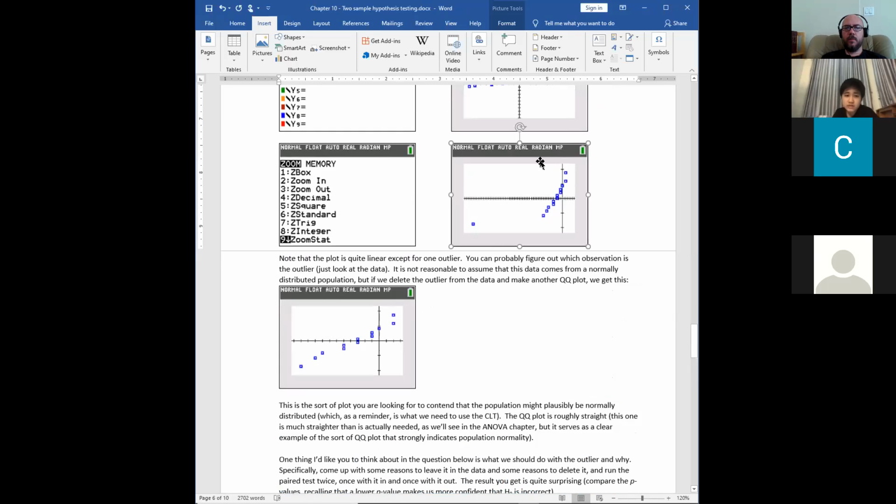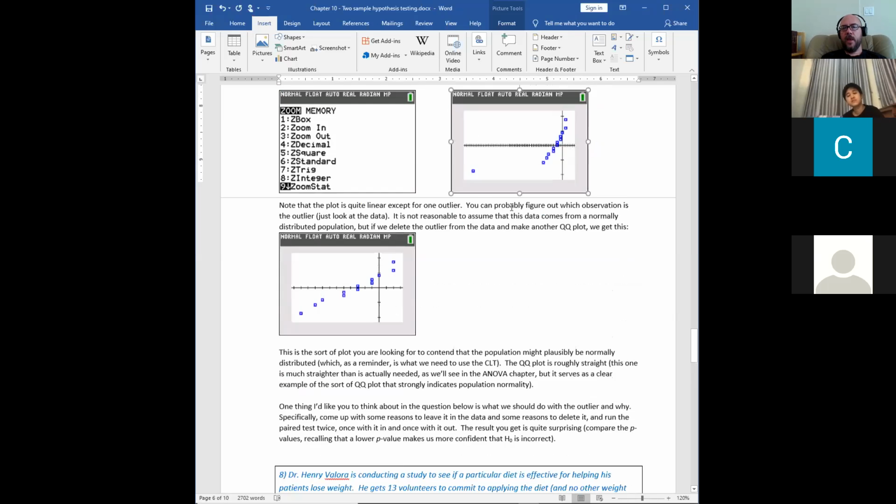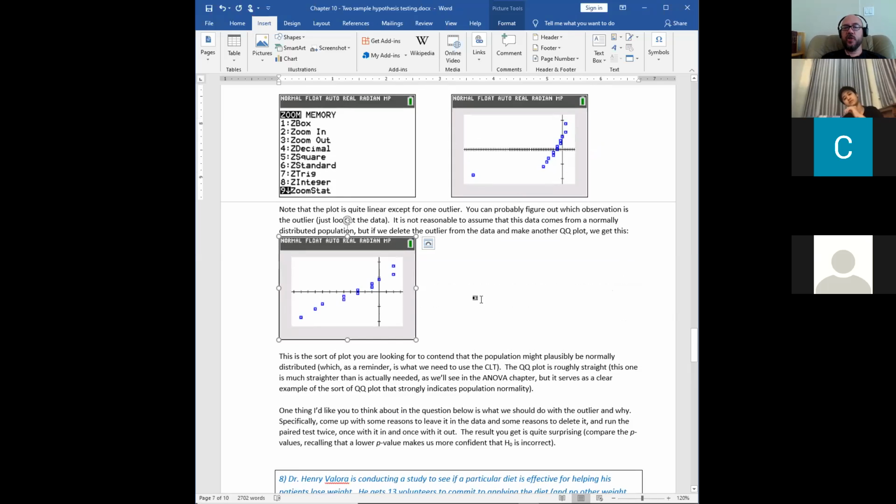Here's what I did. This is the original QQ plot I got. And then what I did for this one was I just took out the outlier and said, all right, I'm just going to delete it and see what it looks like then. And I got this. And so the question I really have is, should we leave in the outlier or should we take it out? And how do you make that decision?